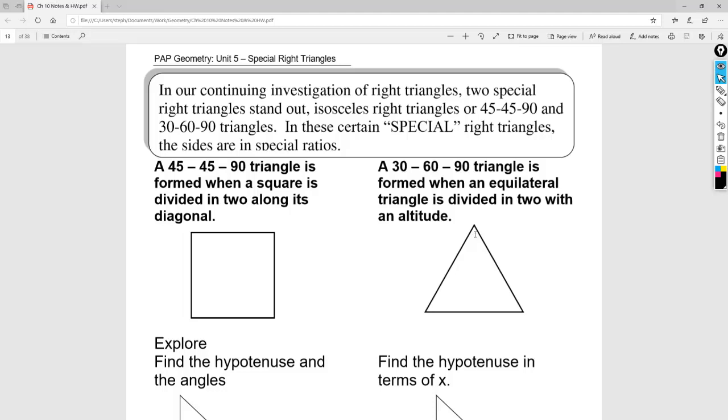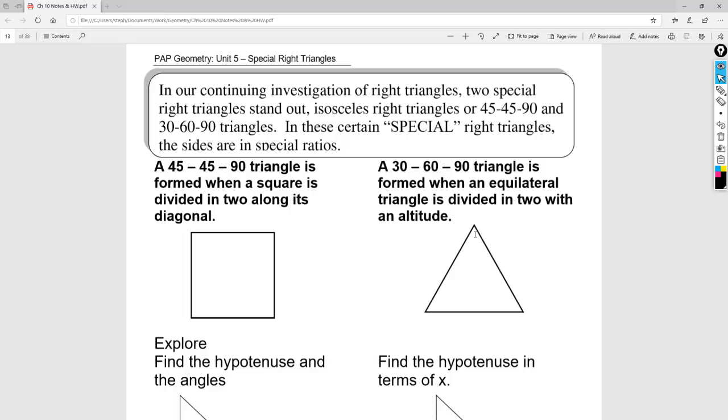Everyone, we are talking about special right triangles today. These are really important because they kind of form the basis to basic trigonometry. Right, so there's two special right triangles we're interested in, which are the 45-45-90 and the 30-60-90.